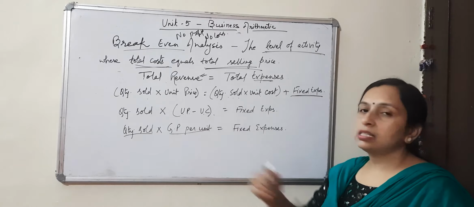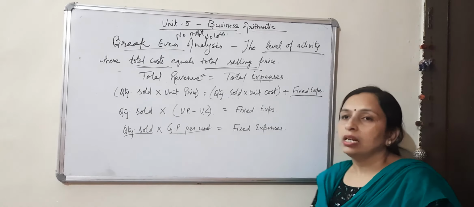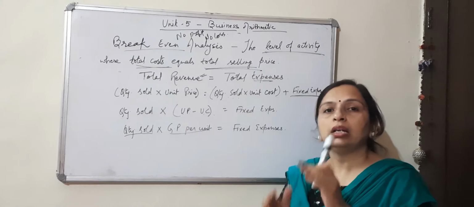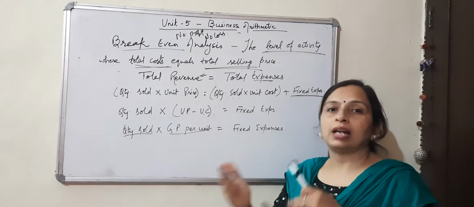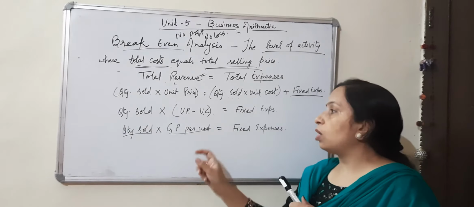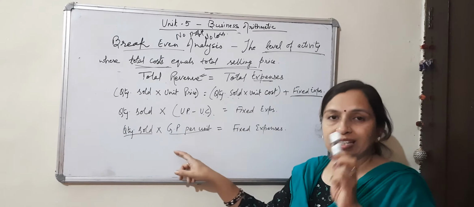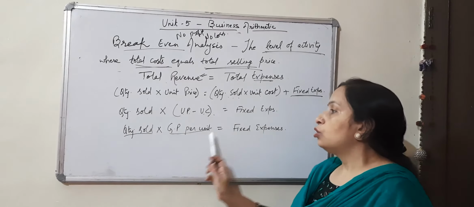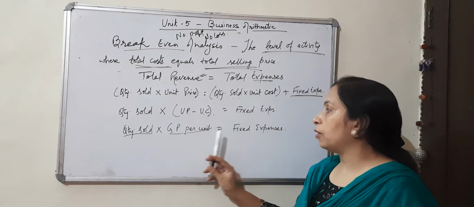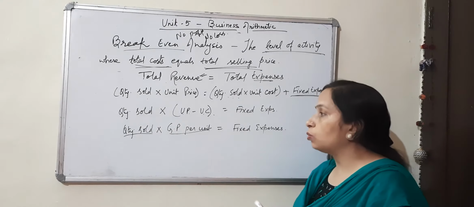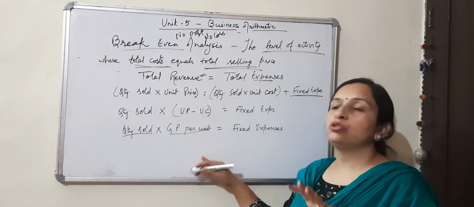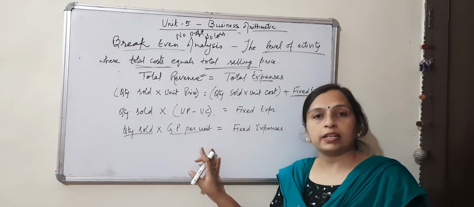Gross profit is unit price minus unit cost. Whenever we deduct the cost from the price, suppose I'll give you an example: 20 rupees is the price of this marker and 8 rupees is the cost. When we deduct this, 8 rupees is the gross profit per unit. By selling 1 unit of this marker, 8 rupees is the profit earned. So quantity sold into gross profit is equal to fixed expenses. Means what? At this particular point, the company is only able to cover its fixed expenses.